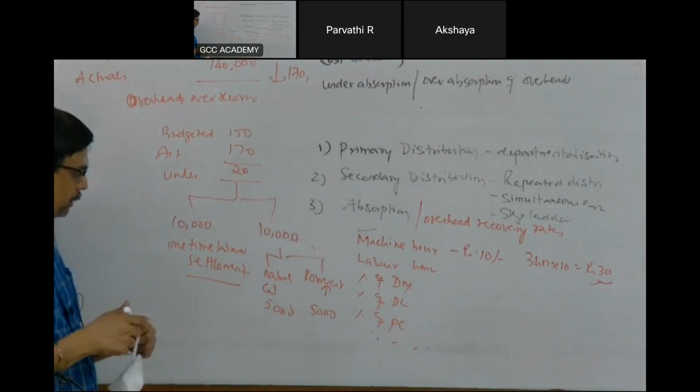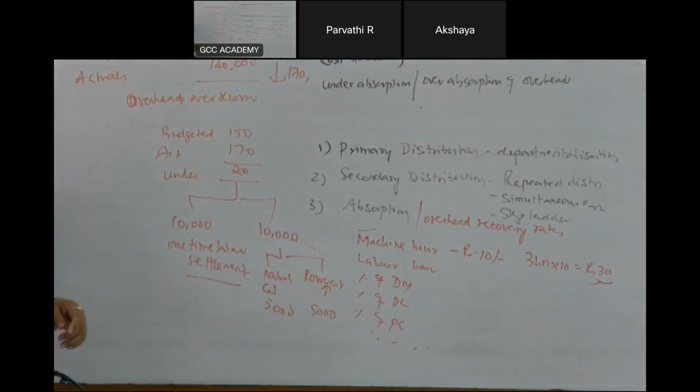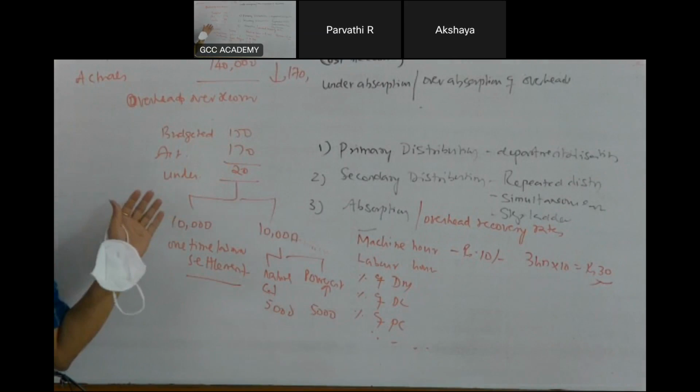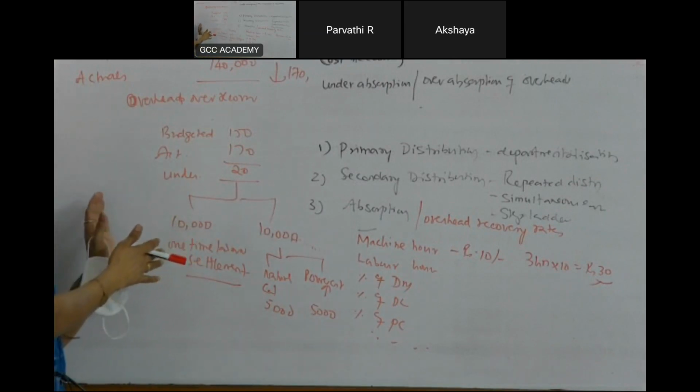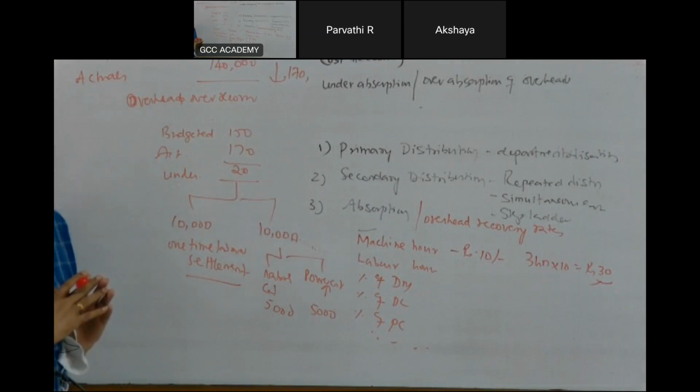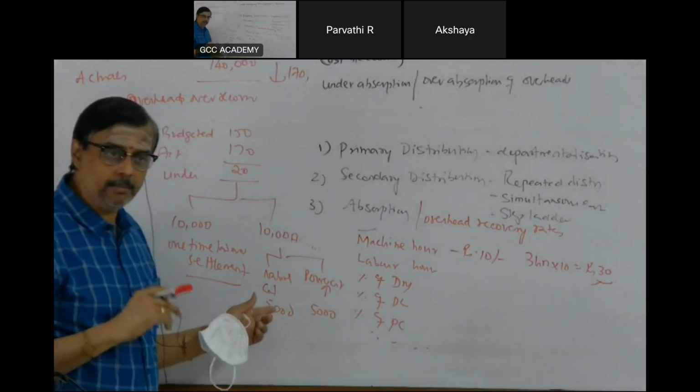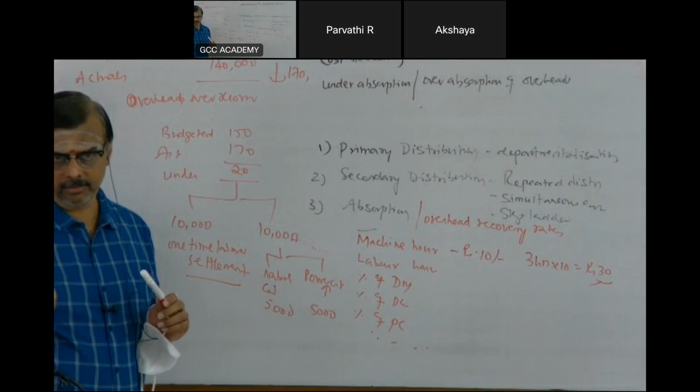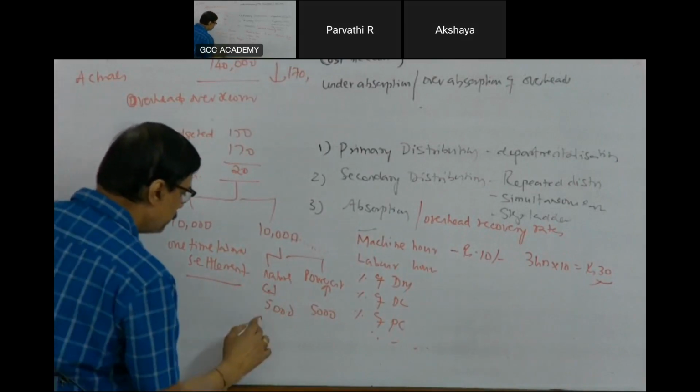So I'm analyzing it for reasons and I observe 10,000 is due to one-time labor settlement, which I can safely ignore because I can't use it for my product cost. Because it's one time, maybe I can transfer it to some department cost or costing P&L, etc. That means I'm not going to absorb it in my product cost. This natural calamity also is something extraordinary. So I need to transfer it to what?